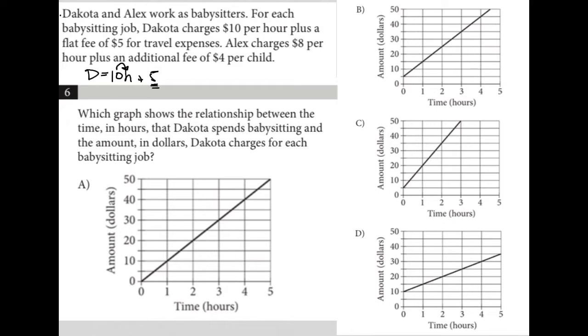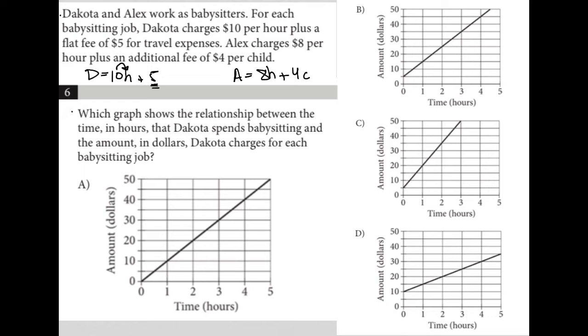The next sentence says Alex charges $8 per hour plus an additional fee of $4 per child. So I have A equals 8H plus 4C, where C represents child. So question 6 here says, which graph shows the relationship between the time in hours that Dakota spends babysitting and the amount in dollars Dakota charges for each babysitting job?